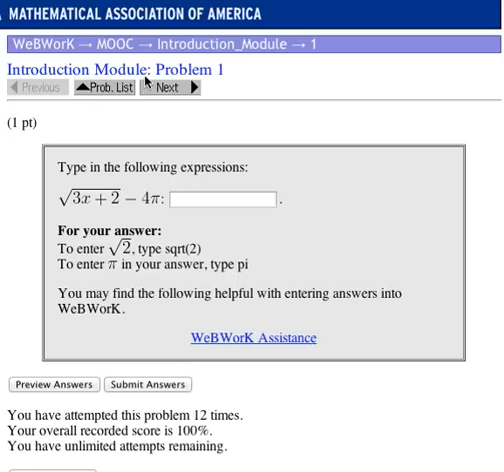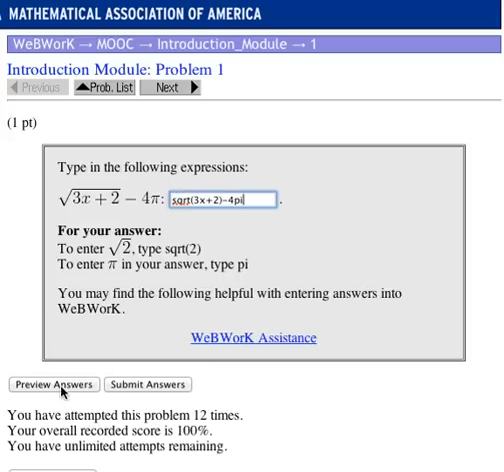Problem number 1 from our introduction module asks us to type in the following expression. Notice we're learning how to use symbols such as the square root and pi. I will then look to preview my answer and submit my answer, and how many times I've attempted it and my score is recorded down below. So, typing in the square root of 3x plus 2, I need to type in SQRT, then a parentheses around everything I want in the square root. I will then subtract 4 pi, and pi is typed in pi.